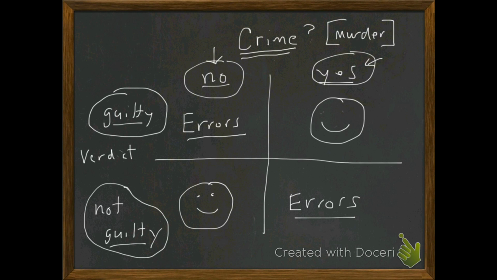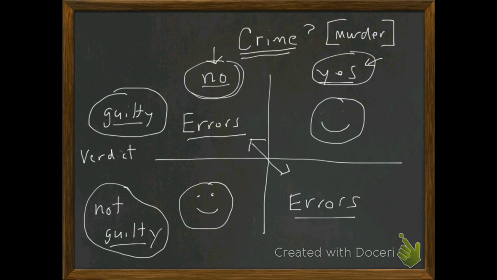Now, I'm not going to get into this in this video, but I want you sometimes to think about these two errors. Which one of those do you think is worse? Do you think it's a worse error, or a more significant error, if you will, to put a not guilty person in prison? Or do you think it's a worse crime to let a guilty person go scot-free?